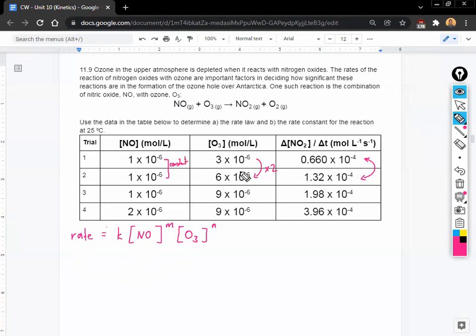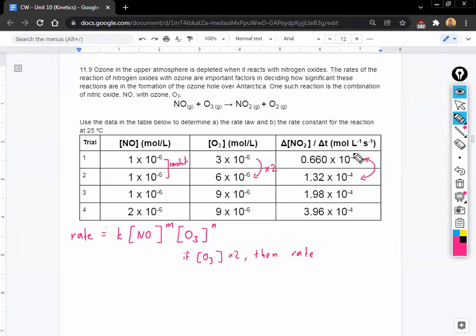Okay, so again, you guys don't need to copy down the table or anything, but just write that. Trials 1 and 2, the concentration of O3 doubled. Okay. So I'll write that right here. If O3 times 2, then rate.